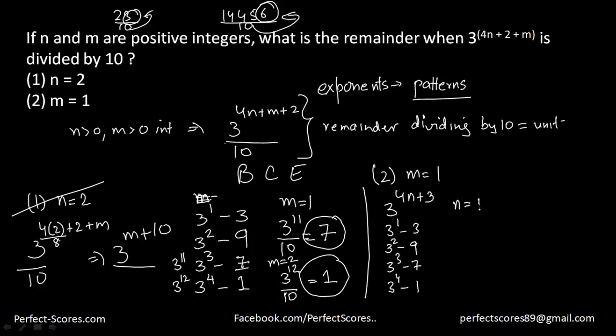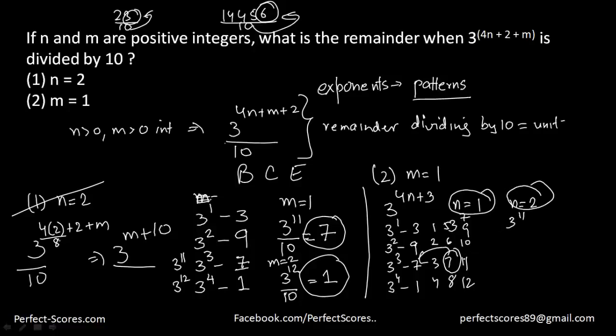Now if I plug in n equal to 1, then this becomes 3 to the power 7, 4 plus 3. If I plug in n equal to 2, then this becomes 4 into 2, 8, 8 plus 3 is 11, 3 to the power 11. So you can see 1, 2, 3, 4, 5, 6, 7, 8, 9, 10, 11, 12. When I plugged in n equal to 1, the value came 7. There was 7 at the end. When I plugged in n equal to 2, the value came 11. There was again 7 at the end. When I plug in n equal to 3, this will come 4 into 3, 12, 3 plus 3, 15, 3 to the power 15, which will again come here, and there will be 7 at the end.